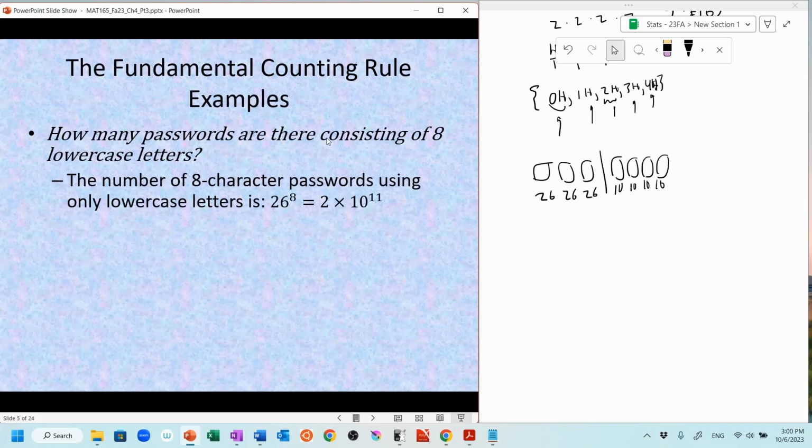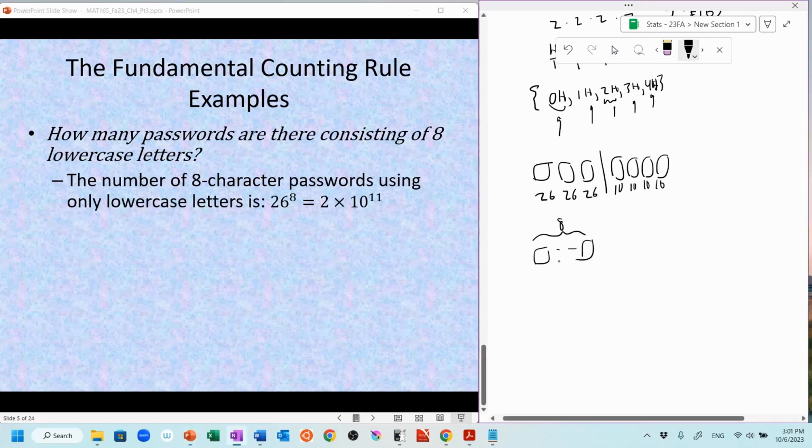So if there are 8 slots, each of which can contain any allowed lowercase letter, how many passwords are there? So 8-character passwords using only lowercase letters, 26 choices for each slot. 8 slots is about 2 times 10 to the 11th. So if I have 8 slots with 26 allowable characters each, this gives me about 2 times 10 to the 11th possible passwords.